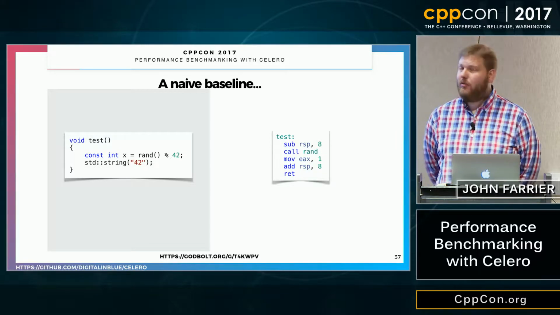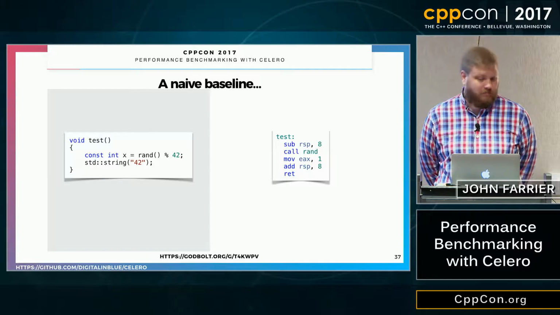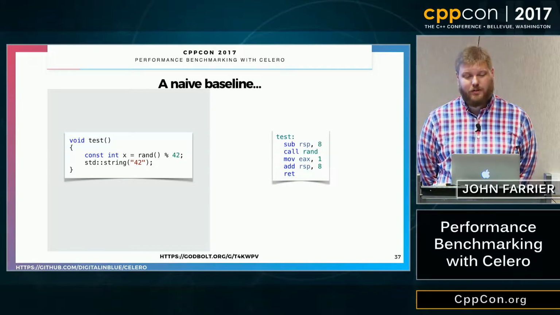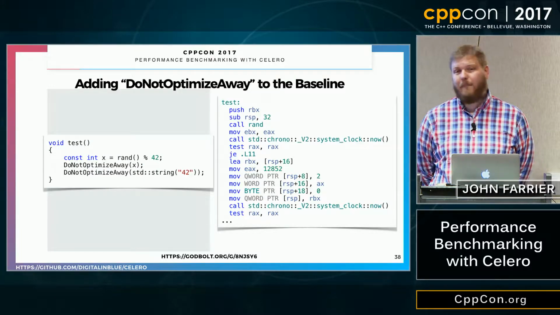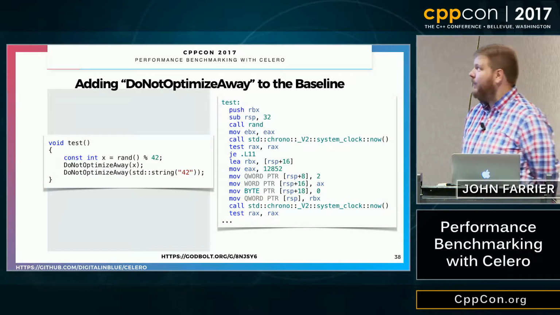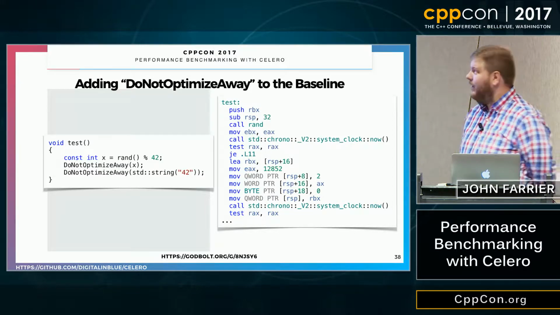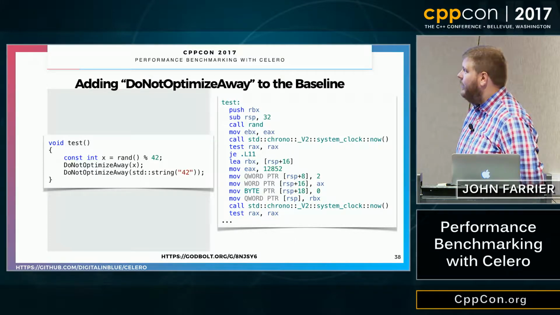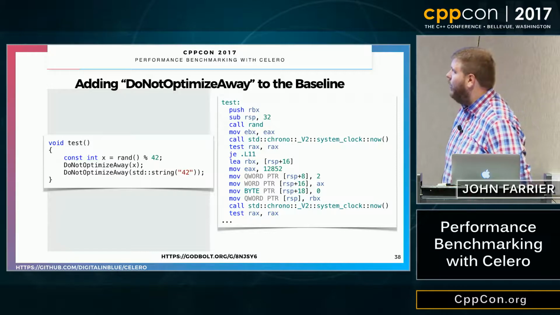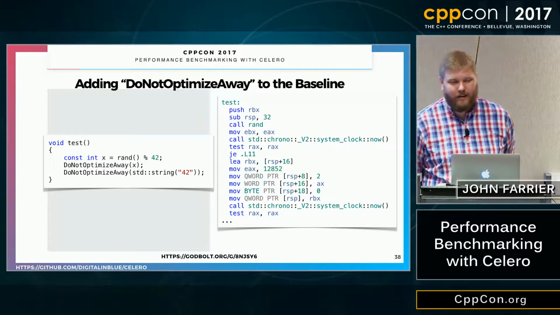It does actually call rand, which I thought was a little surprising. That broke my intuition. But there's not a lot there, so we have to add in our do not optimize away. So we add some extra scaffolding in, and now we've got a bunch of assembly. And I don't read assembly, but there's a lot of stuff there, and we can see the call to standard chrono, which is the do not optimize away stuff that's in there.